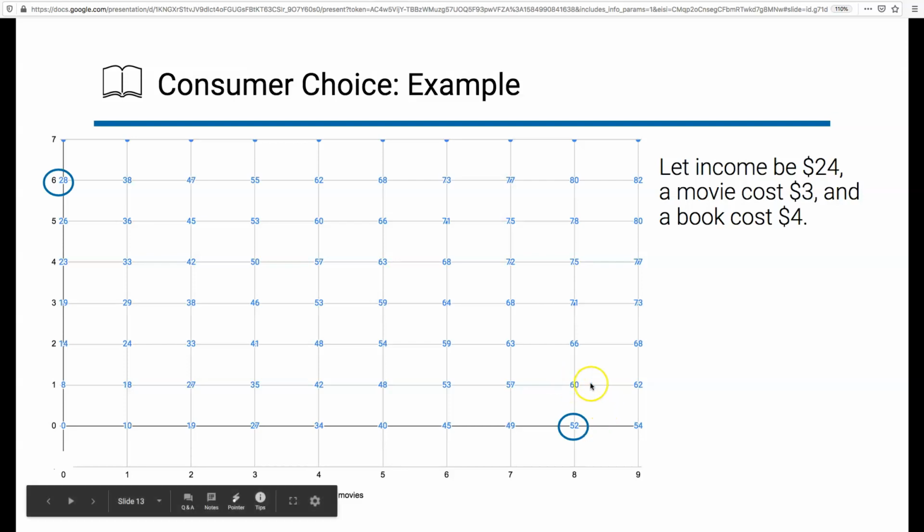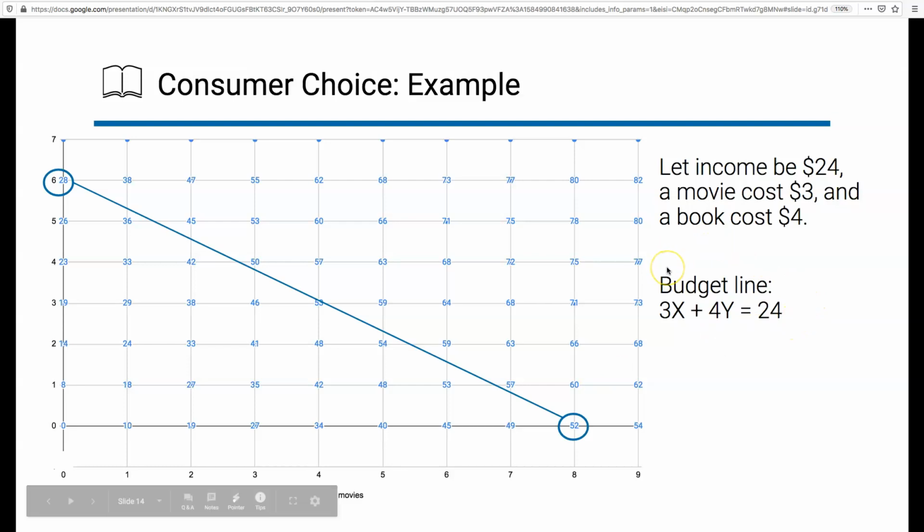Now, if you connect them with a straight line, you'll get what's called the budget line, the set of all bundles that cost exactly $24. There aren't many of them, as you can see. In fact, the only other integer bundle is 4 movies and 3 books, and it costs exactly $24. But the budget line basically describes all possible combinations of X and Y that cost exactly 24.